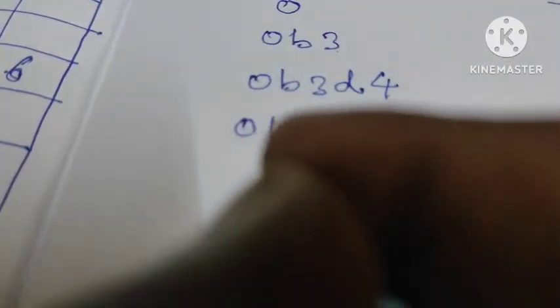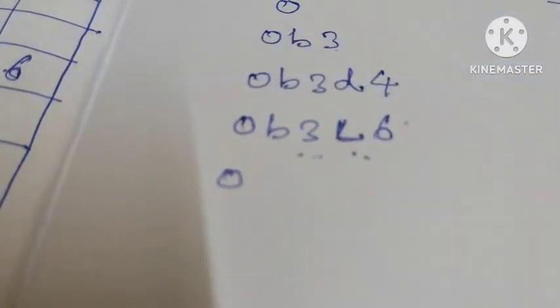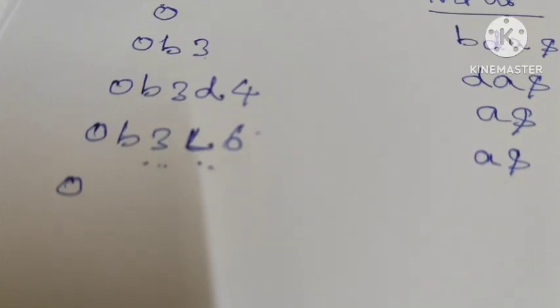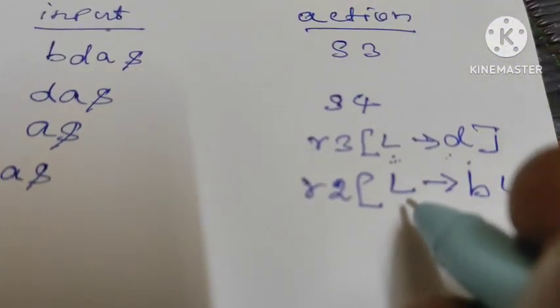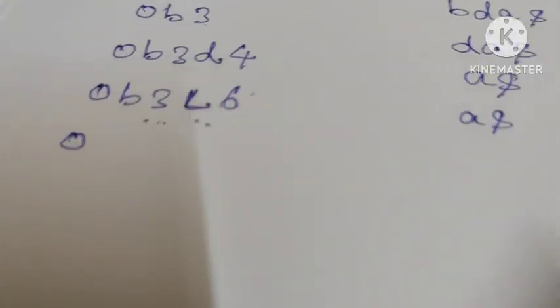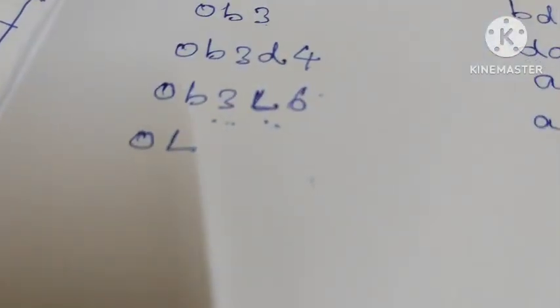So what will be remaining? Only 0 will be remaining. Now then push the left side non-terminal on the stack. So left side non-terminal is L. So L should be pushed inside the stack.